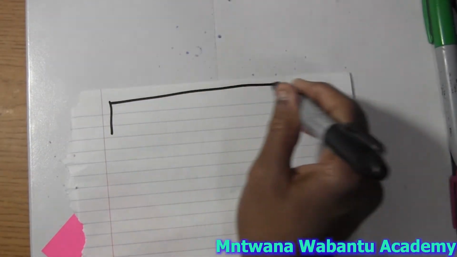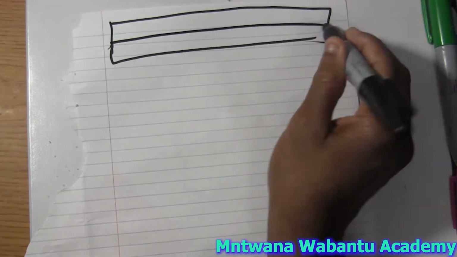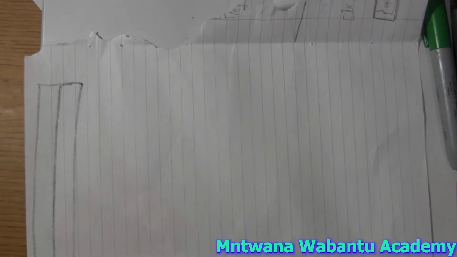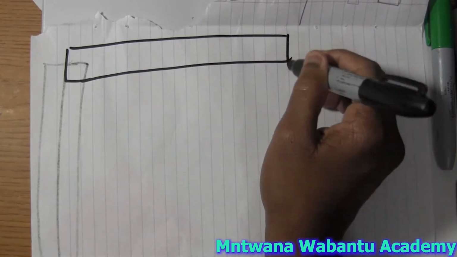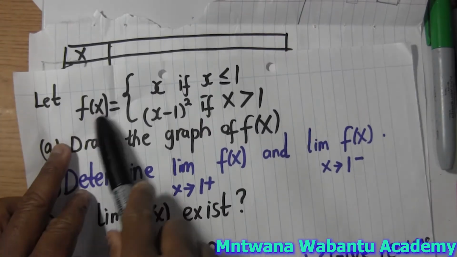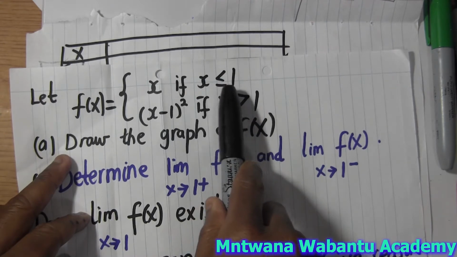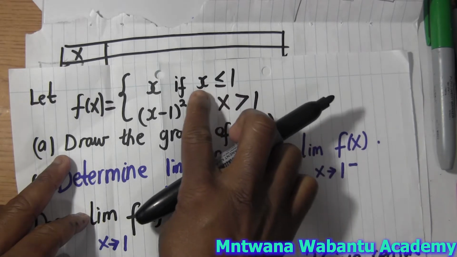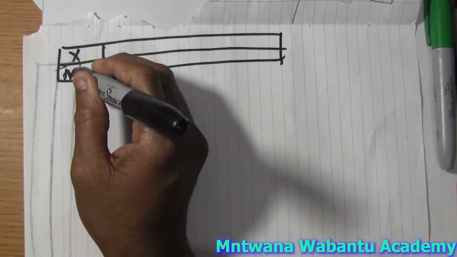So the first table of values. Let me draw the first table of values. So this is x, and the first function is going to be f(x) equal to x. But we're going to take all the values of x which are less than 1, meaning it can be 1, 0, negative 1, because we take all the x less than 1: 1, 0, to the negative. So the value of the function equals x.